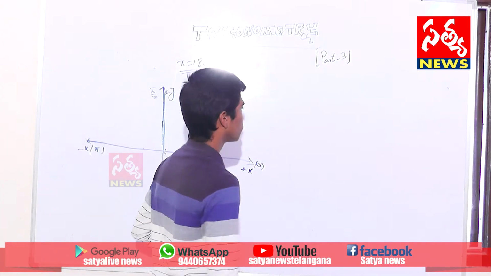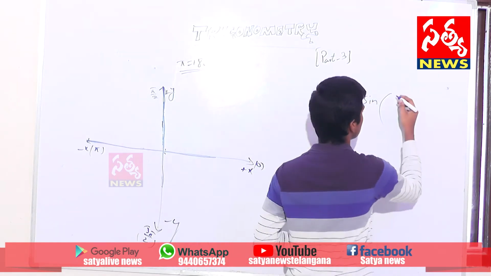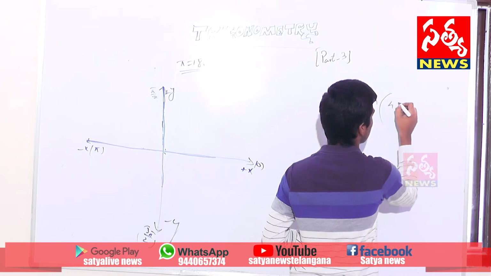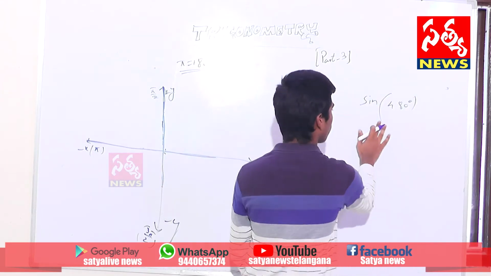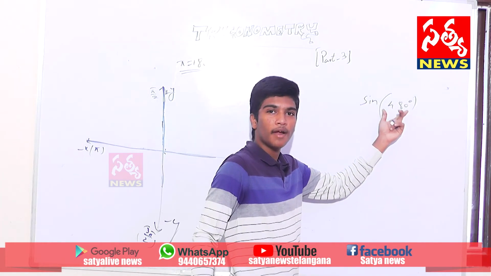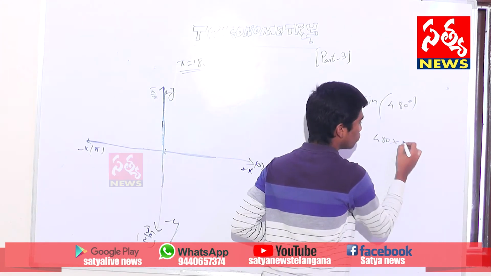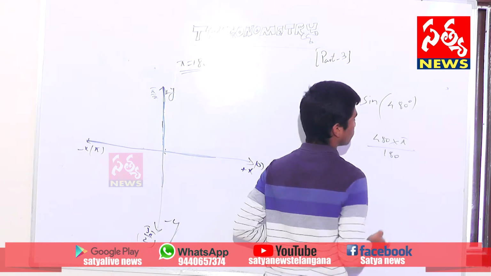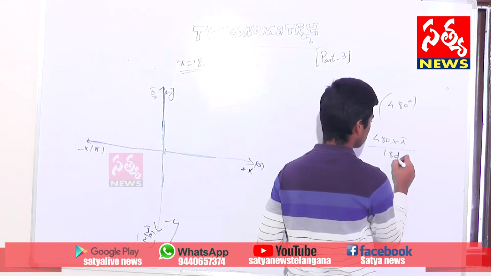Let's solve some problems. Now I will take sin 480 degrees. First of all, as I said, we have to convert degrees into radians: 480 into pi divided by 180. This is the way we can convert degrees into radians.